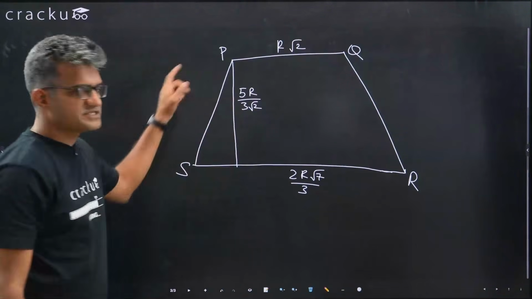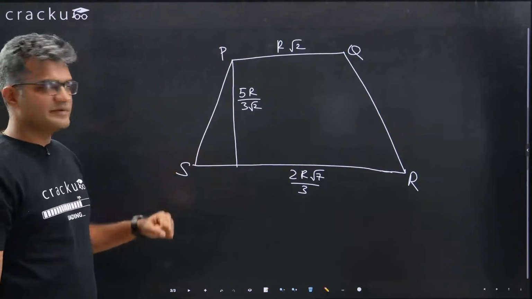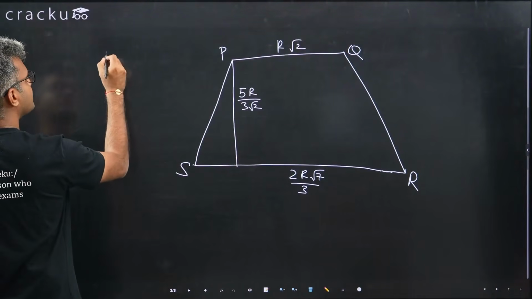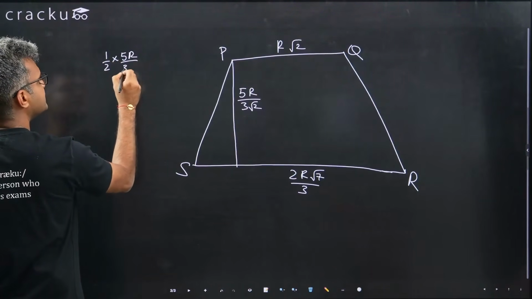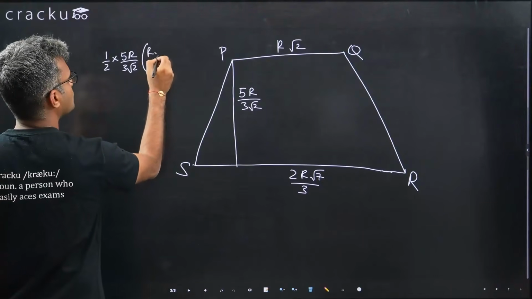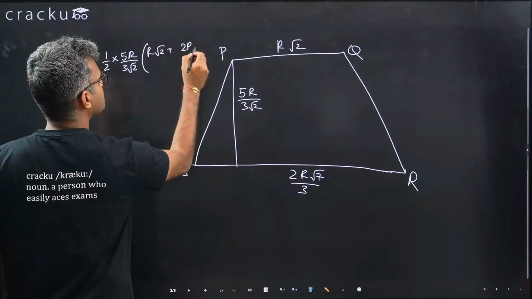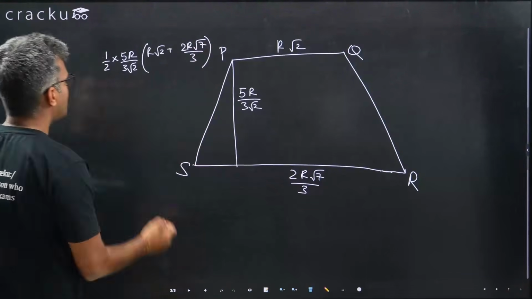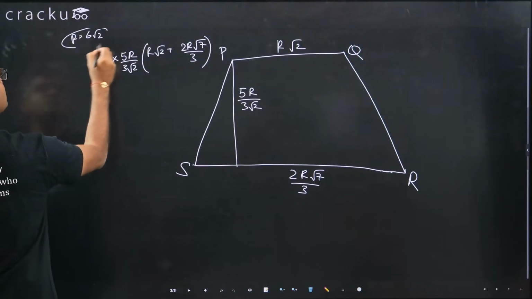So, what is the area of this trapezium? It is the sum of the parallel sides divided by 2 into the distance between them. That will be 1 by 2 into 5R by 3 root 2 into R root 2 plus 2R root 7 by 3. R is 6 root 2. We will just substitute it over here.